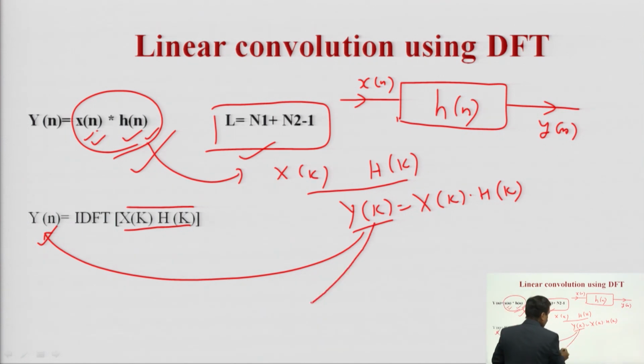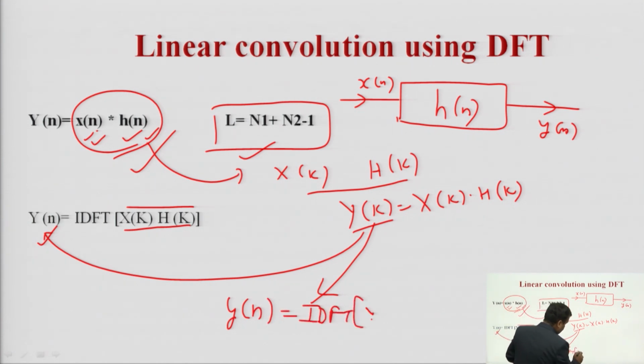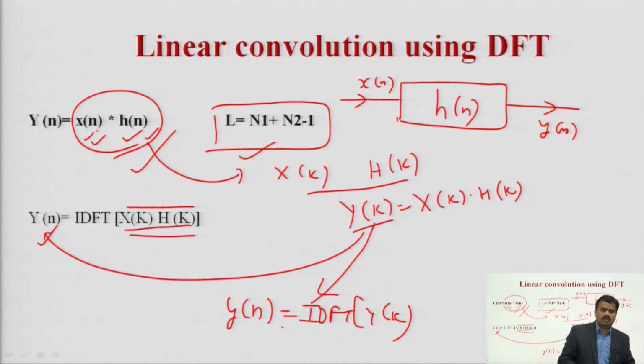So, if you want to calculate small y(n), it will be the IDFT of Y(k), or the IDFT of Y(k) means the IDFT of X(k) into H(k). So, in this way also you can calculate linear convolution between the two sequences using DFT and IDFT. Okay. So, I hope it is clear to everybody.